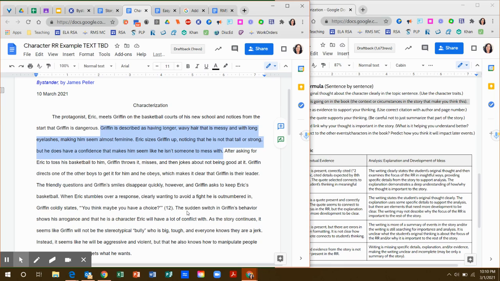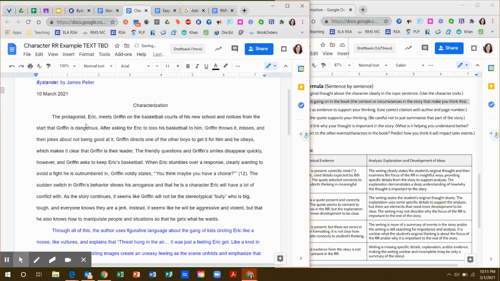As I continue to write, though, I want you to see that this happens to all writers: when I reread my paragraph, I realized that you don't need to know this. You, as a reader reading my analysis, don't need to know what Griffin looks like in order to see that he is dangerous. And so instead, I am cutting those details out.